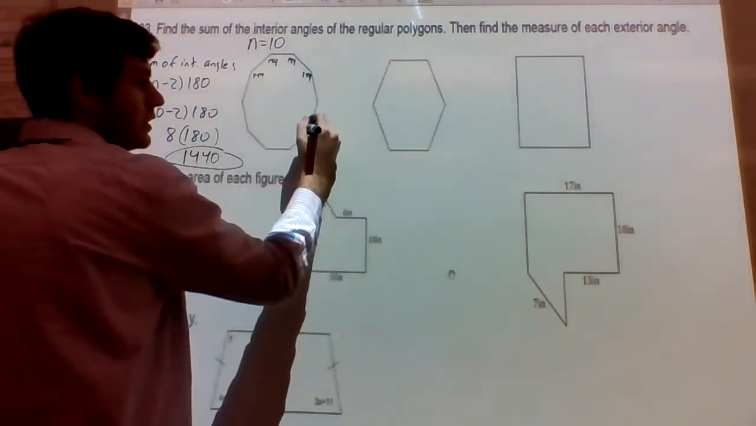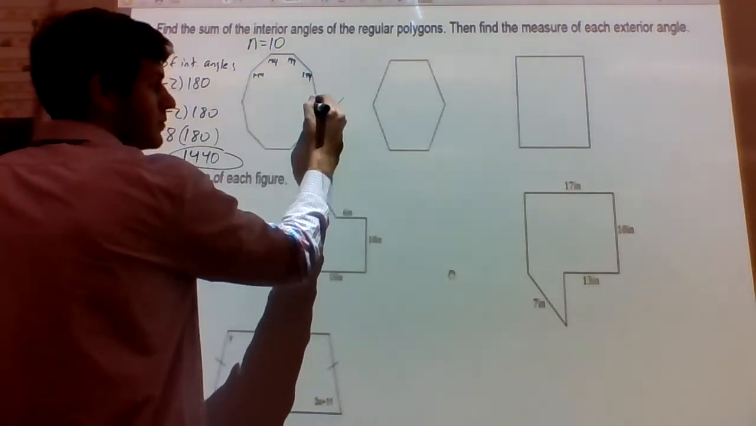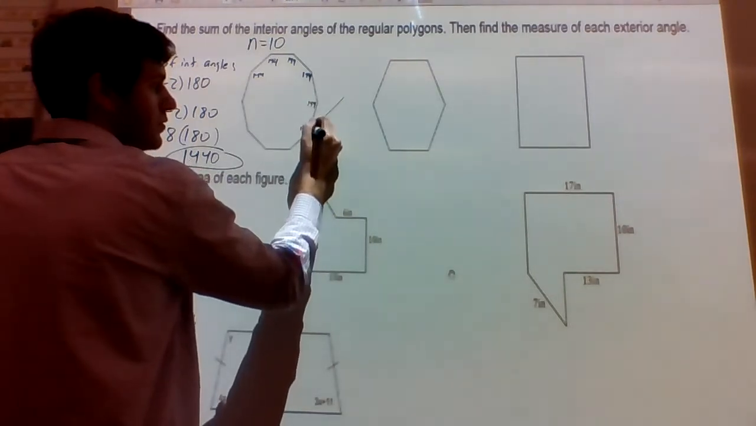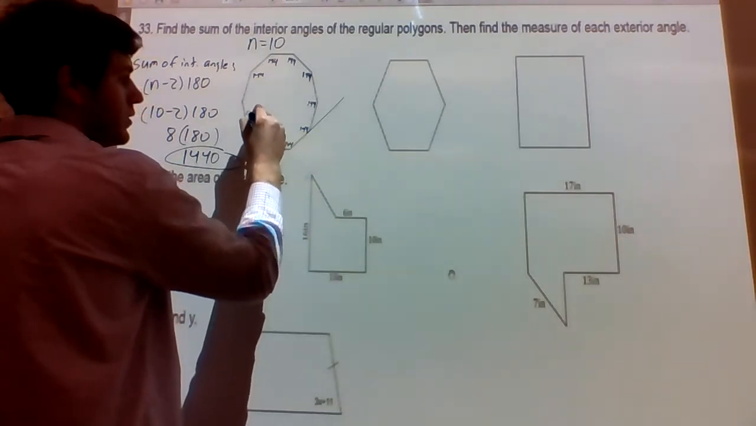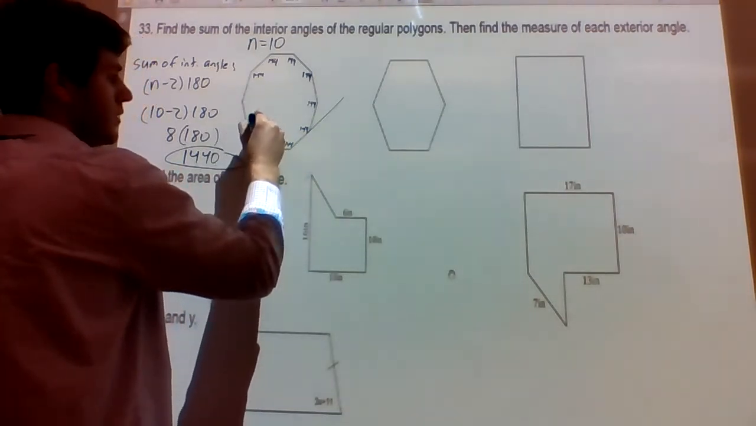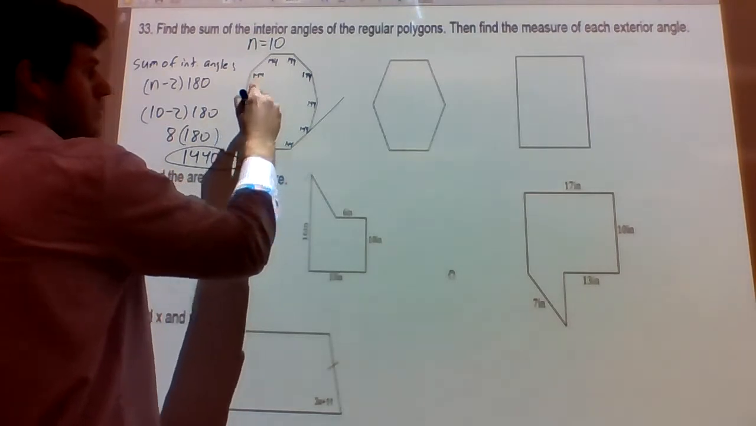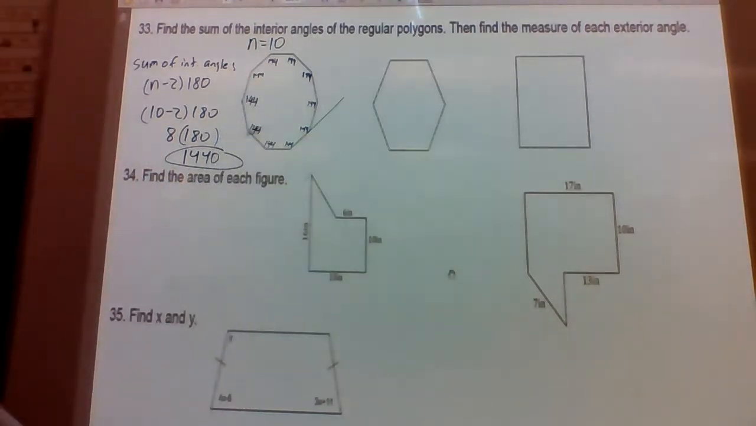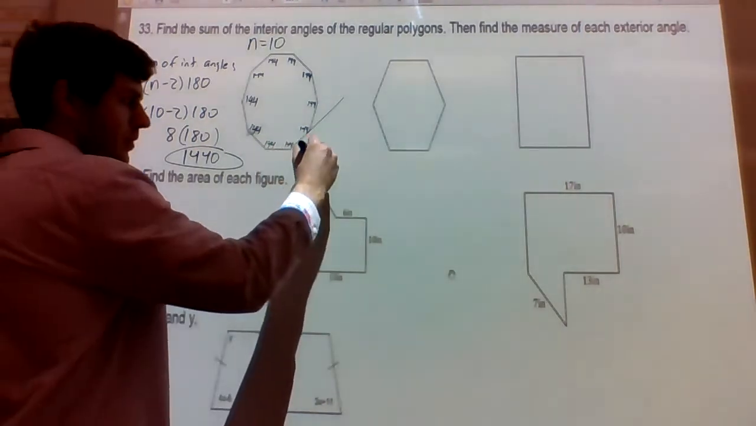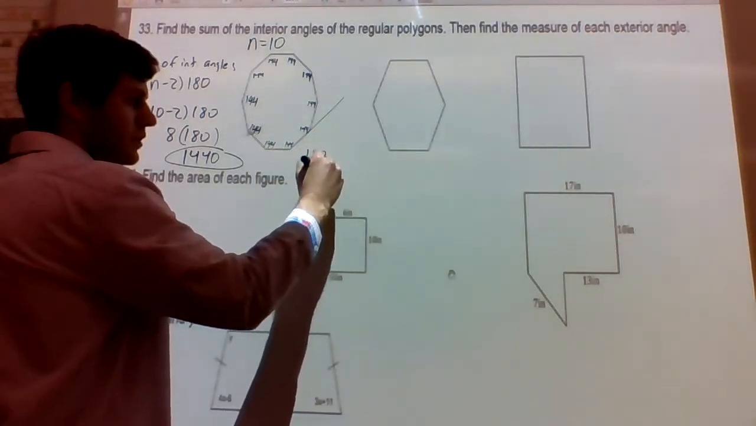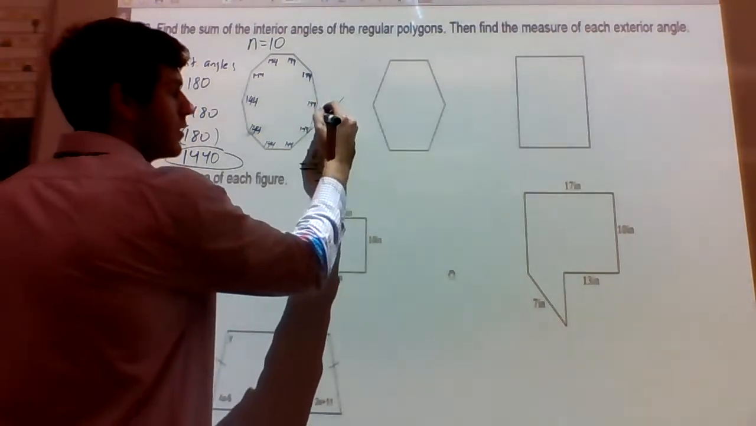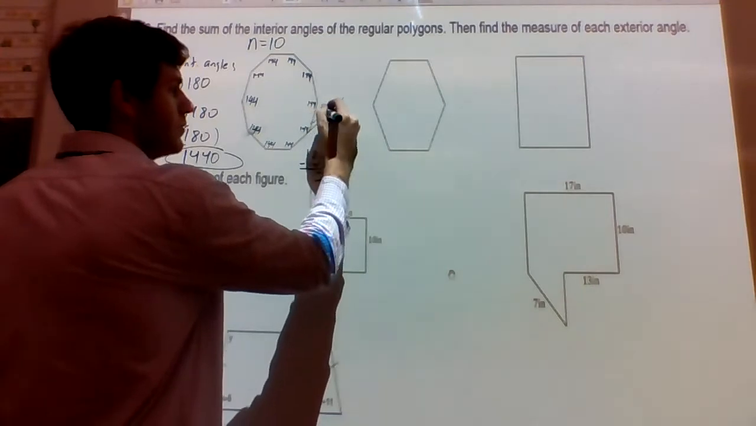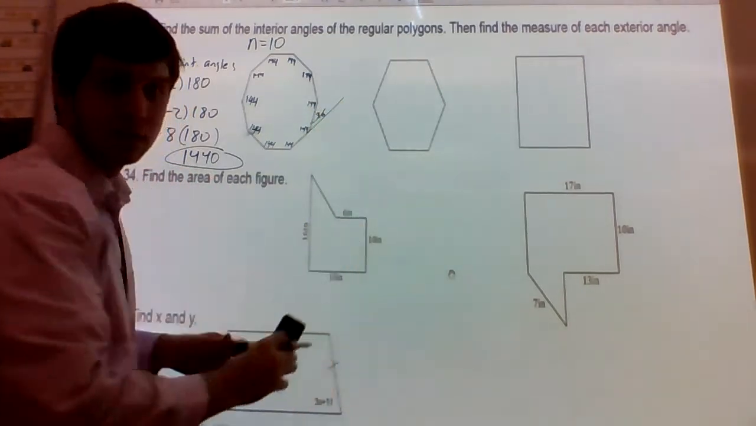The second part wants each exterior angle. We have two ways to find the exterior angles. We know the exterior angle is supplementary. It forms a linear pair with the interior angle. So we can do 180 minus 144, which is going to give us 36.